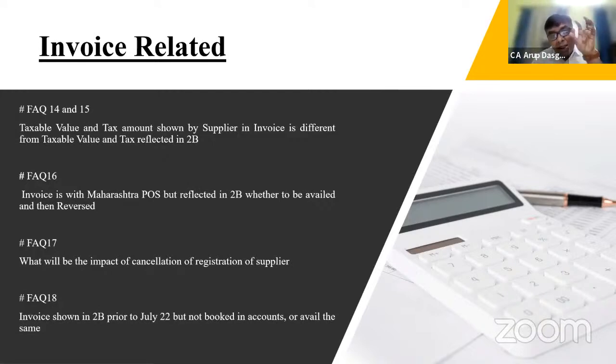So what you can do is you can either avail that ITC and show it in temporary reversal, and whenever you are booking it in your books, maybe you can avail the ITC at a later point of time. Or the other approach is that you just avail the same in the month in which you are booking the invoice. You can follow either of them.